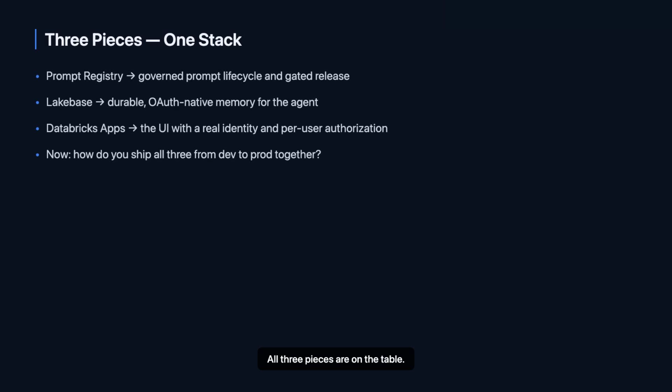All 3 pieces are on the table. Prompt Registry gives us governed prompt lifecycle and gated release. Lakebase gives us durable OAuth-native memory for the agent. Databricks Apps gives us a user interface with a real identity and per-user authorization. One scenario remains. How do you ship all 3 from dev to prod together in a repeatable, reviewable way?